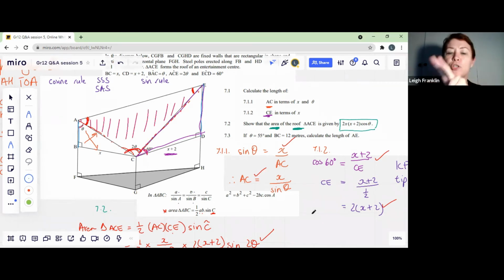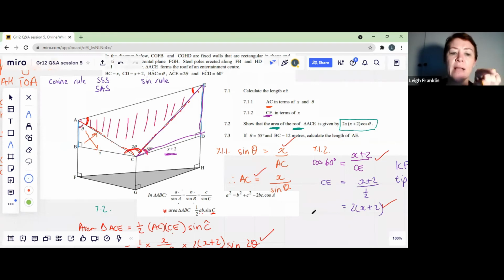So in other words, you need to know either two sides and the angle opposite that side, or you need to know two angles and a side that is opposite one of the angles.